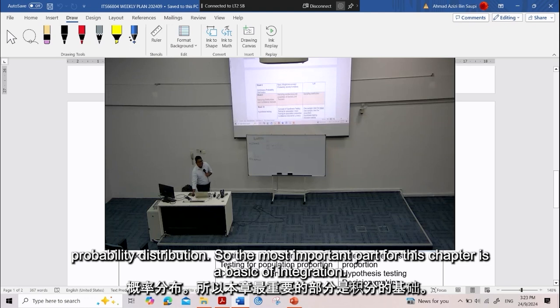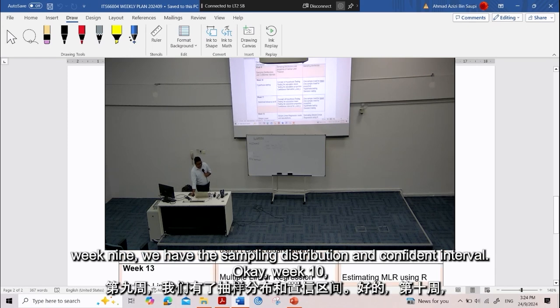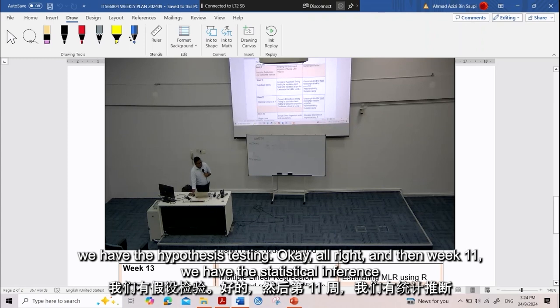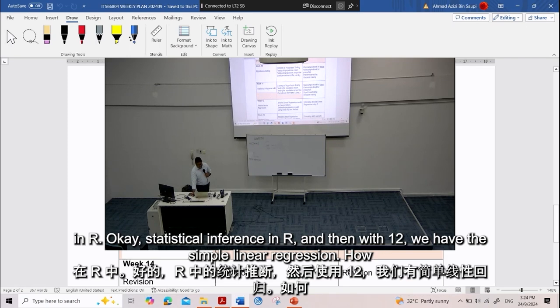continuous probability distribution. So the most important part for this chapter is the basics of integration. Okay, so the basics of integration are required for this continuous probability distribution. Okay, week 9 we have the sampling distribution and confidence interval. Okay, week 10 we have hypothesis testing. Okay, all right, and then week 11 we have statistical inference in R. Okay, statistical inference in R.